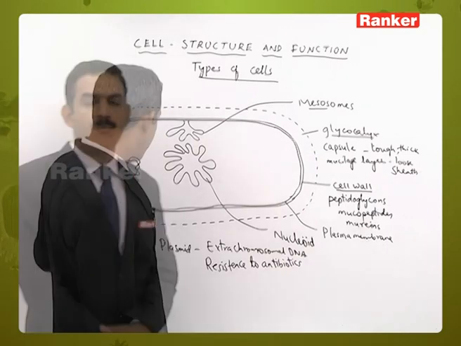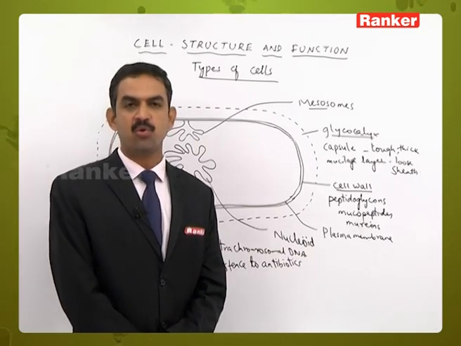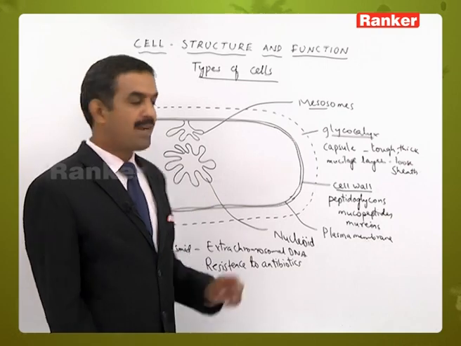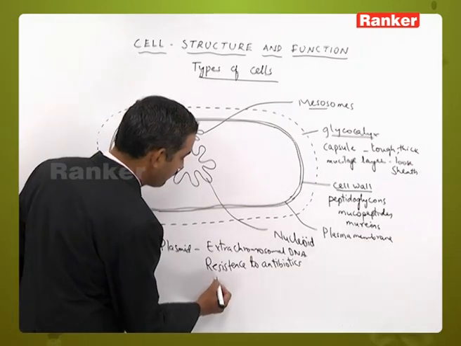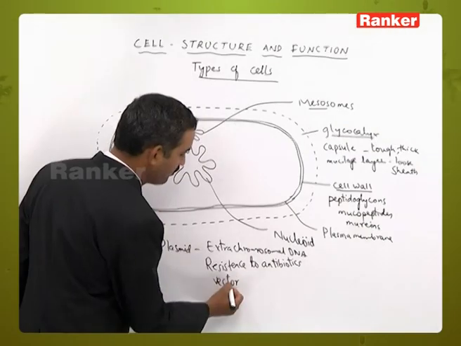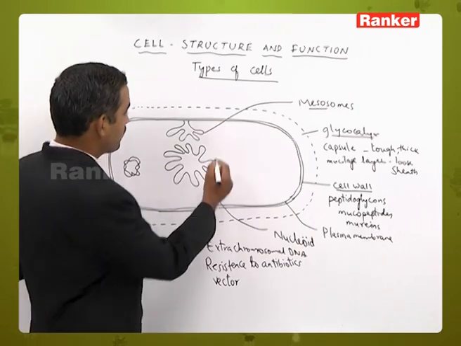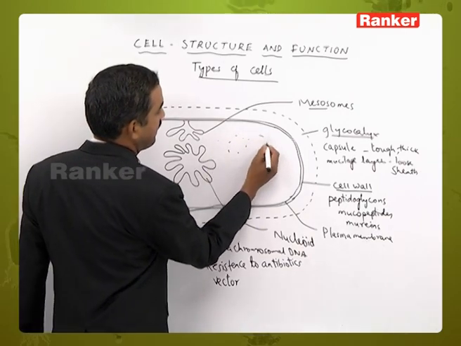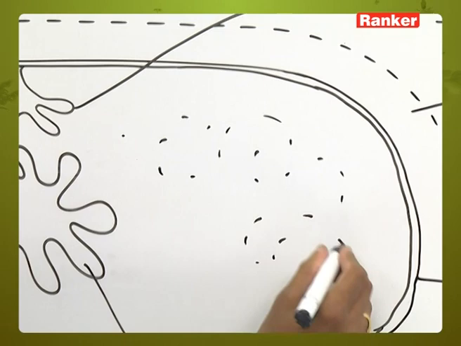The plasmid is made up of a small number of genes, and it is used as a vector in the genetic engineering process. And apart from this, the remaining part is called the cytoplasm, which is a normal jelly-like substance.